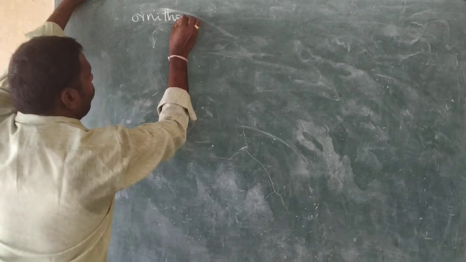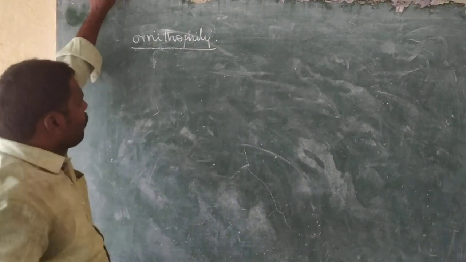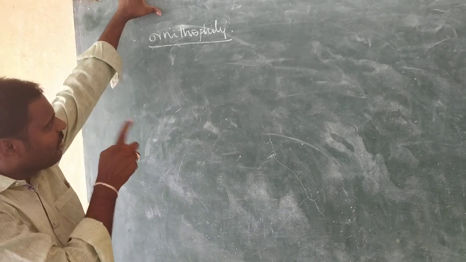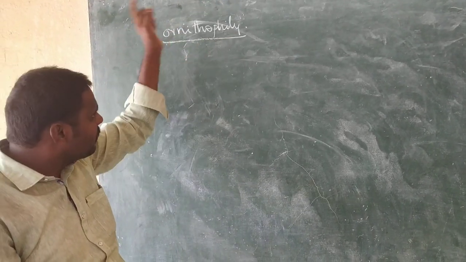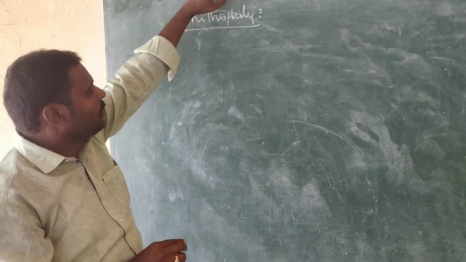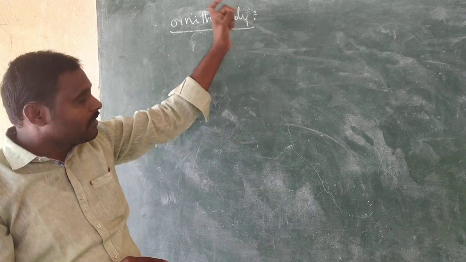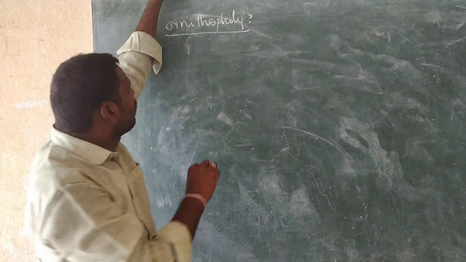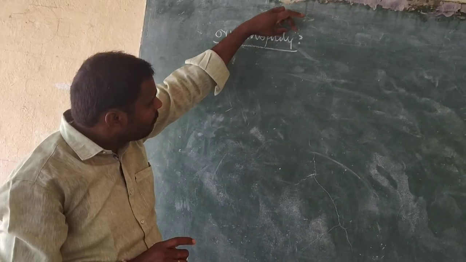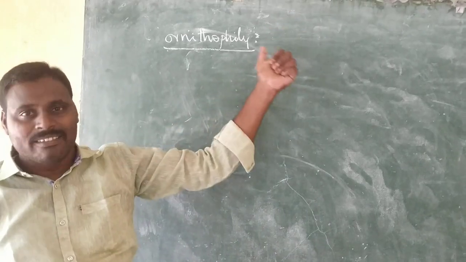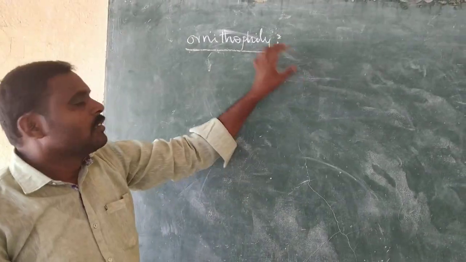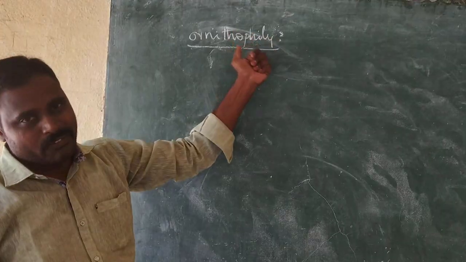The next one is ornithophily. Pollination that takes place through birds is called ornithophily. How did they give the name ornithophily? The study of birds is called ornithology. The pollination that takes place through birds is called ornithophily. In some tropical regions we can find ornithophily. Birds are more predominant pollinating agents than insects. In some tropical regions, birds are the most abundant pollinating agents. Example for that, sunbird.